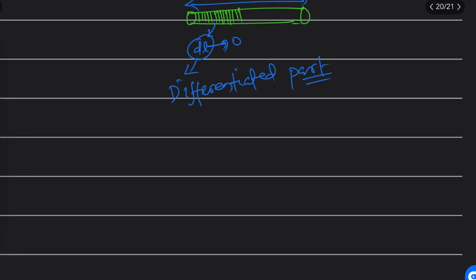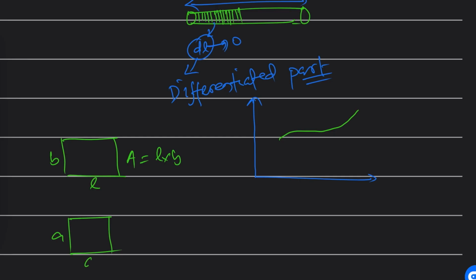Because I'm going to teach everything in detail, understand one more thing. If I ask you the area of this rectangle, with a length and a breadth, you will simply say area is length into breadth. If I ask the area of a square, you will say side squared.